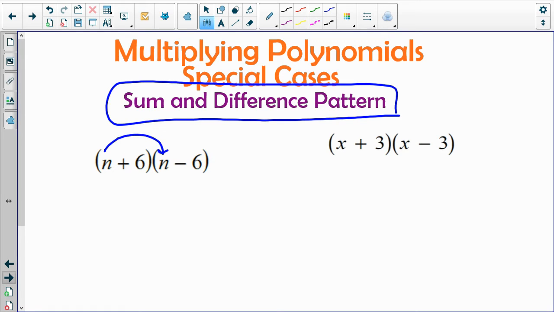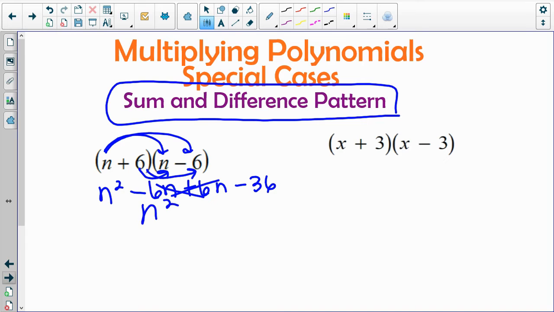Everybody tell me, what's n times n? Good. First, outside, how about n times negative 6? Negative 6n. How about the insides? 6n. And the last, negative 36. Okay, look at my like terms. What's going to happen? They're going to zero right out, and we're left with n squared minus 36.